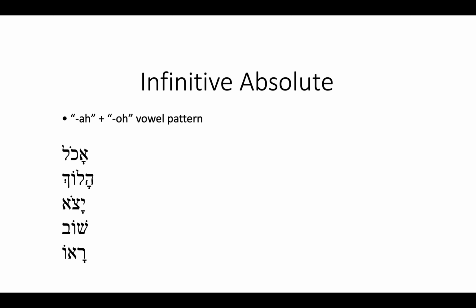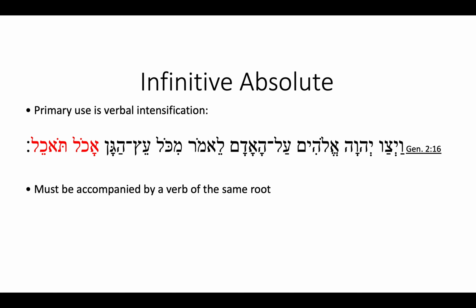And from Resh Aleph Hey, we get ra-o, so the O vowel obliterates the final Hey there. But generally speaking, they follow this A-O pattern. The primary use for the infinitive absolute is verbal intensification. Now, this is not the only use, but I bet numerically it's probably 60-75% of the infinitives absolute that are doing this type of thing.